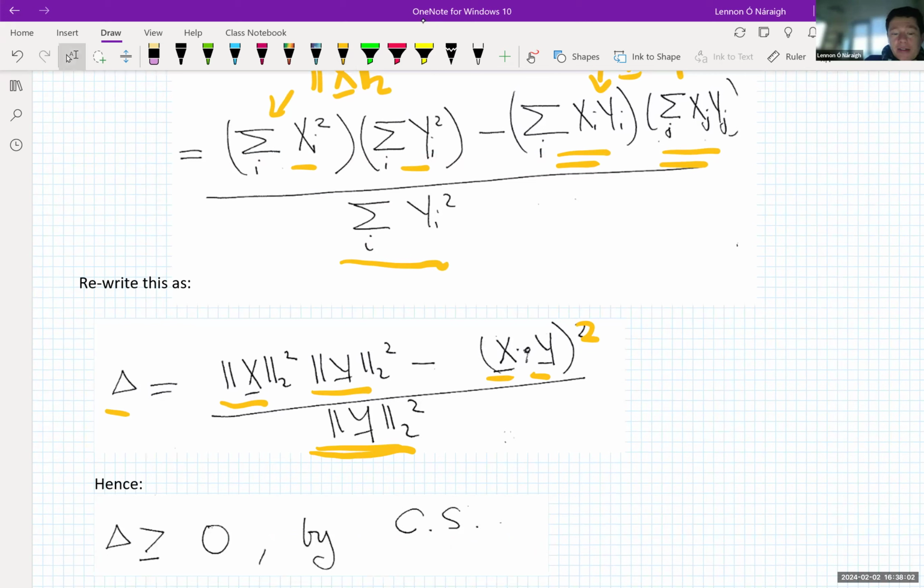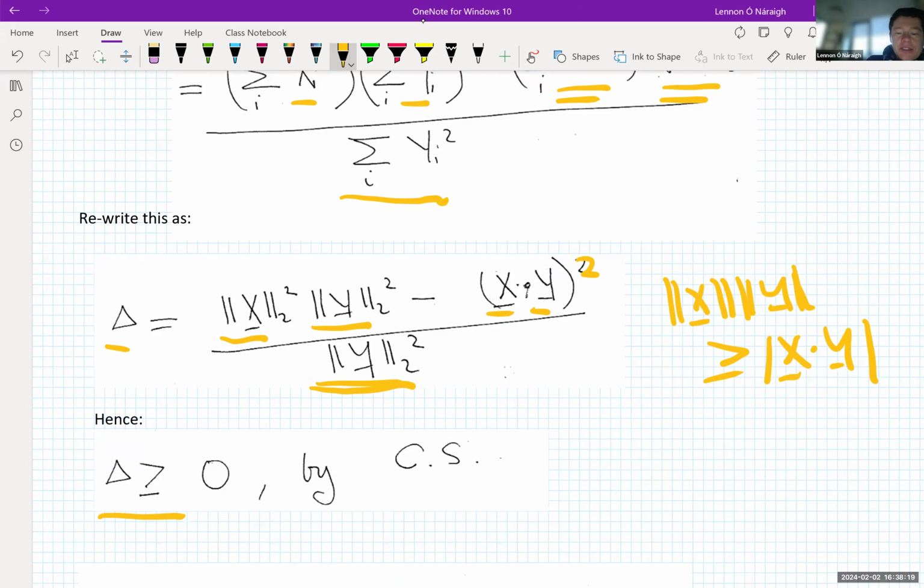But I use the Cauchy-Schwarz inequality that the norm of x times the norm of y is greater than x dotted with y, even true for absolute values. So delta is greater than or equal to 0 by Cauchy-Schwarz.